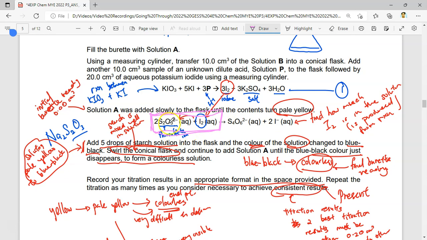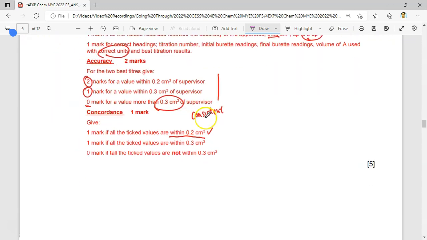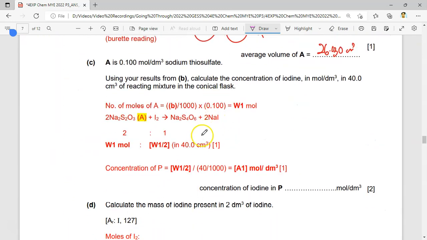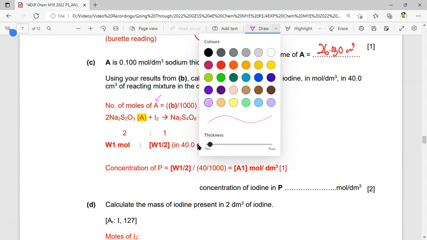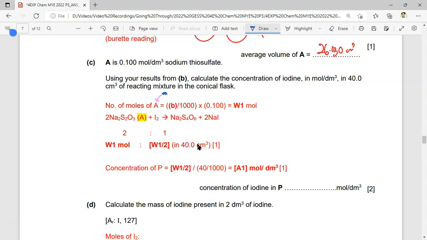I'm using the sodium thiosulfate to react with the iodine. My burette is filled with the thiosulfate. So let's find the number of moles of A, which is the number of moles of thiosulfate.